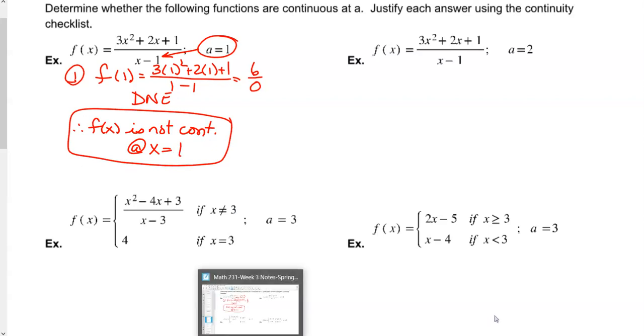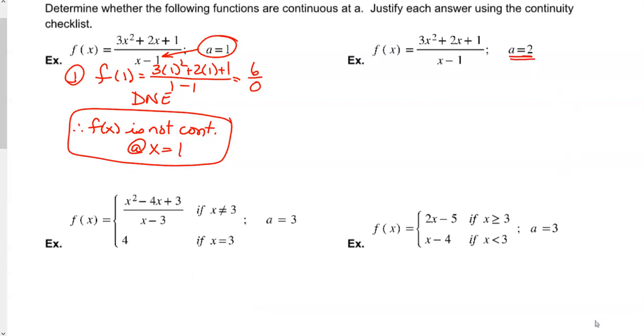But if I have the same function and I change my a value, am I going to be continuous at a equaling 2? Well, let's check. Let's look at what f of 2 is. Again, taking 2, plugging it into my function, I get 3 times 2 squared, which is 12, plus 2 times 2, which is 4.